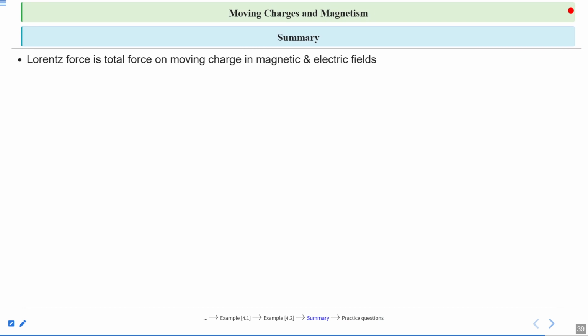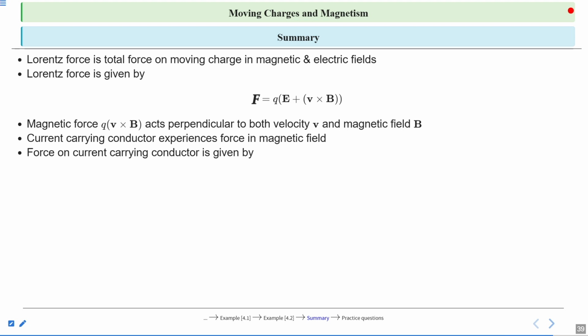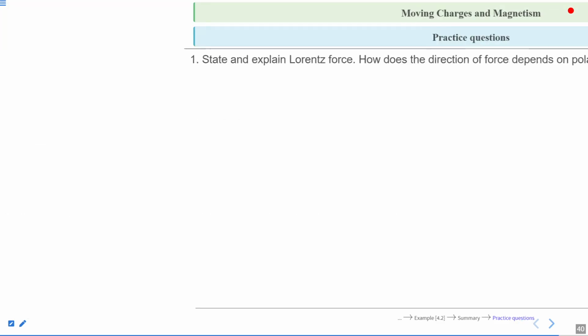So there is a summary. Lorentz force is given by F equal to Q E plus V cross B. Magnetic force Q V cross B acts perpendicular to both velocity V and magnetic field B. Current carrying conductor experiences force in the magnetic field. Force on the current carrying conductor is given by F equal to I L cross B. Direction of L is same as current direction, and direction of force can be found using screw rule or right hand rule for vector products.